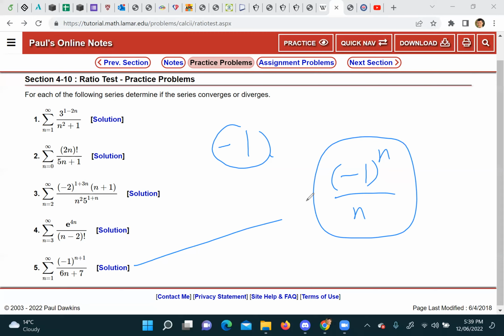Wait, why is it -1 over? Wait, what am I reading? Oh no, they're claiming this converges, because it's like 1 and 2. I'm saying if that converges, then this converges, because the theorem is if the absolute value of the terms is decreasing in the alternating series, then it converges.